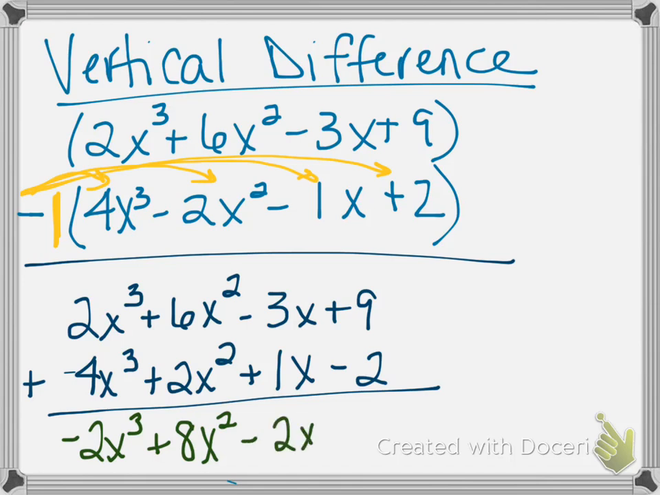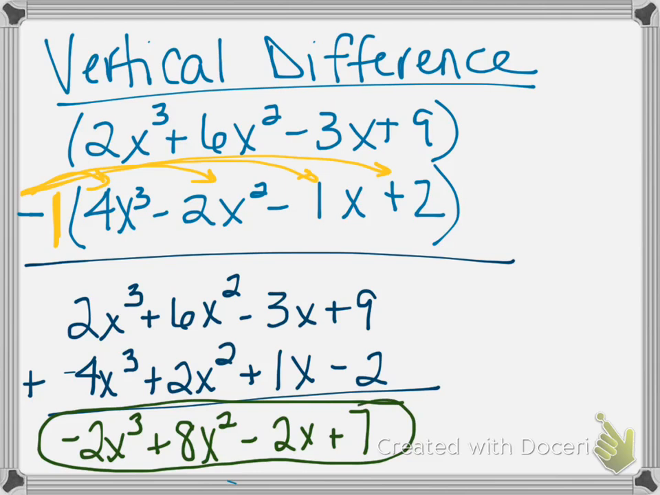And 9 minus 2 is positive 7. And there's the solution there. So that's adding and subtracting polynomials. The next screencast, distributive property and FOIL.